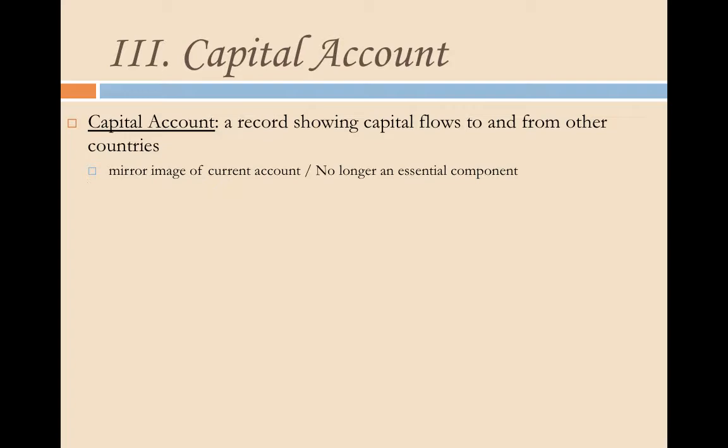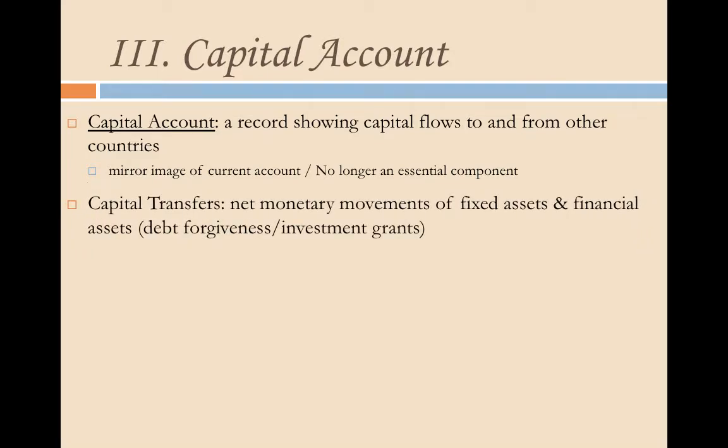So let's get into the 2 components of the capital account. There's really only 2 components. Capital transfers, which is the net monetary movements of fixed and financial assets, and there are 2 examples of this in practice. One is debt forgiveness, when a country forgives the debt of another country. For example, if China was to forgive a lot of U.S. debt, this would be an example of debt forgiveness. Basically, the United States would have a credit and China would have a debit. And it's something that I dream about, but probably will never happen.